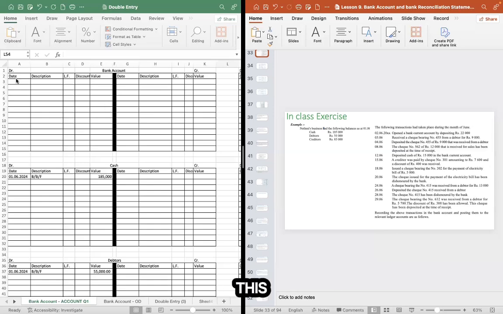So we'll start this. On 2nd June 2024, open a bank current account by depositing cash. Then the account that we are crediting is cash account, and that is 22,000. Okay. So as per the double entry, if we are debiting an account by 22,000, then ideally we should also credit the account by 22,000.